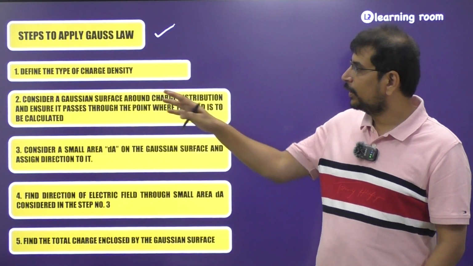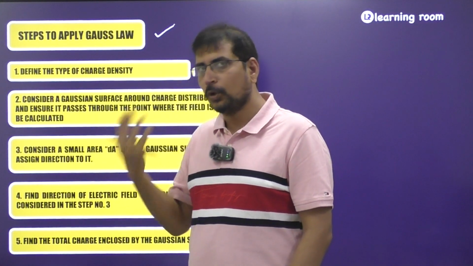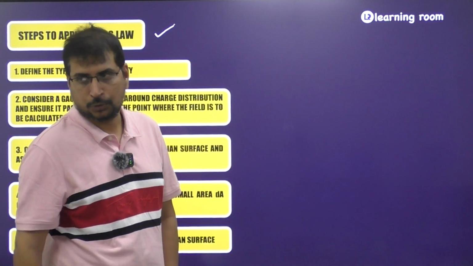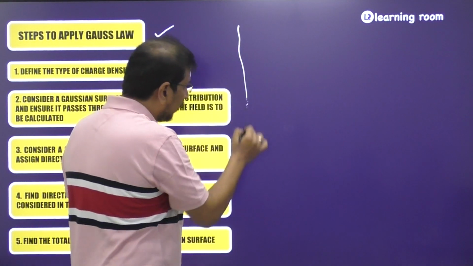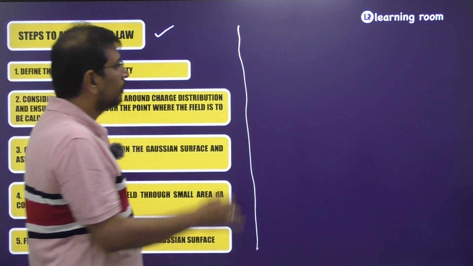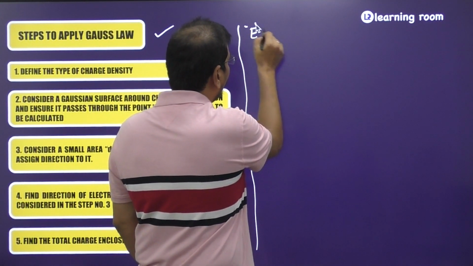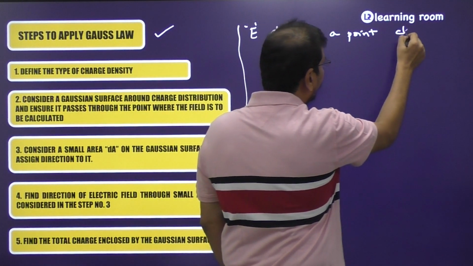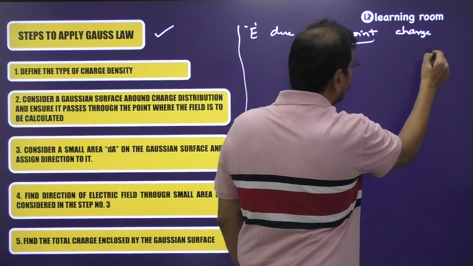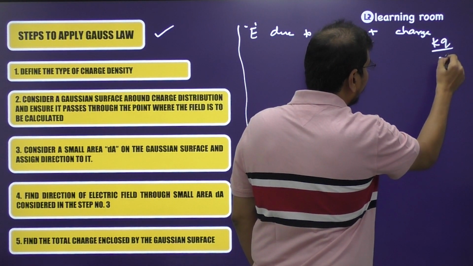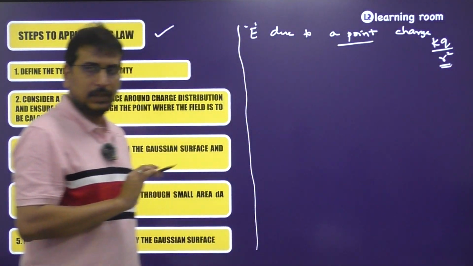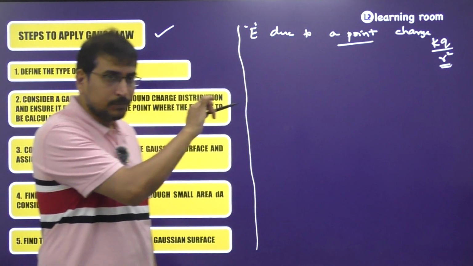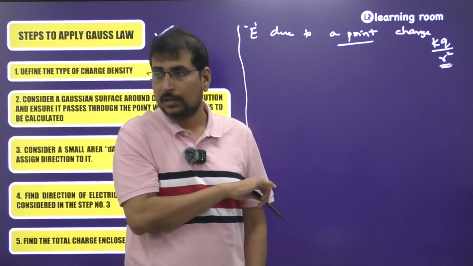Okay, so what I'll do is take an example that we already know, for which we already know the result, and then apply these steps and show you. In parallel, I'll be finding the electric field due to a point charge. What is the electric field due to a point charge at a distance r from it? It is kq divided by r square. This is a known result, and we derived kq by r square using Coulomb's law. Now we will derive it using Gauss law.